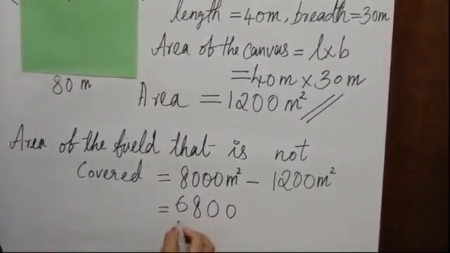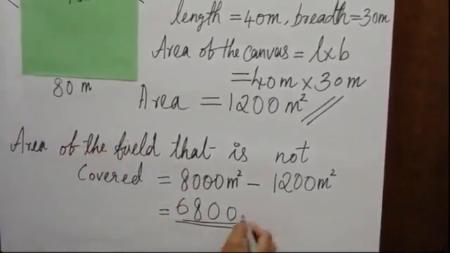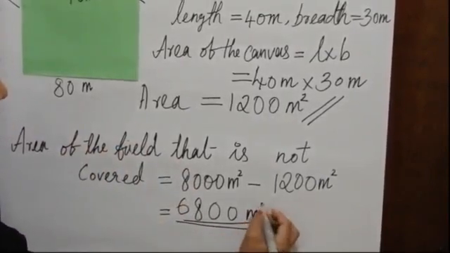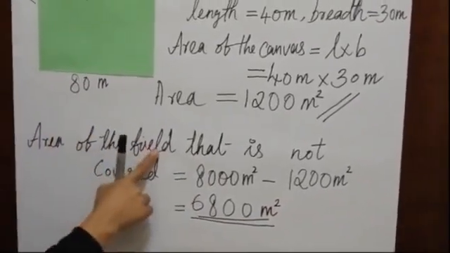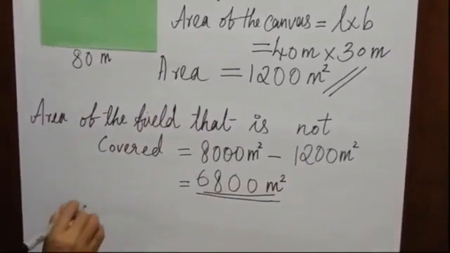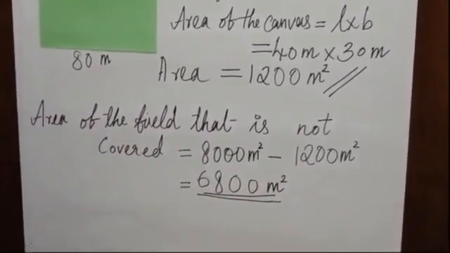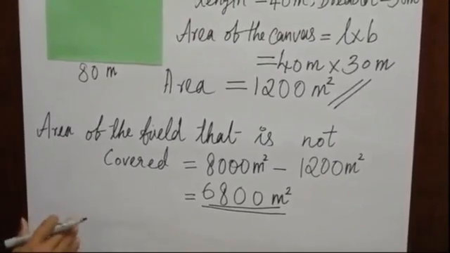6,800. If you only write this, you will forget something. That means you have to write the unit. Now the area of the field that is not covered is 6,800 square meter. Now we complete all the textbook problems.